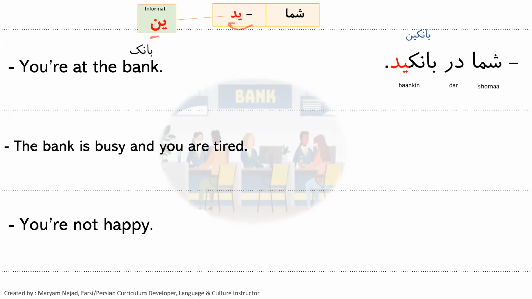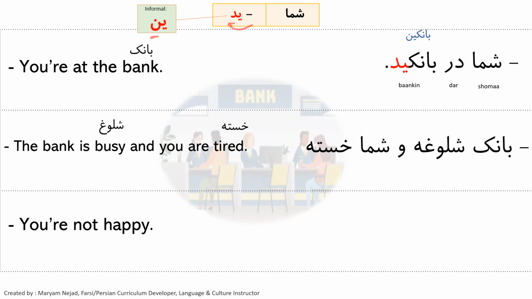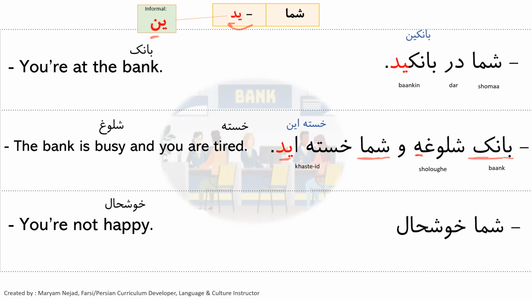Next, the bank is busy and you are tired. So busy is شلوغ and tired خسته. بانک شلوغه و شما خسته اید. Or خسته این. And remember شلوغه, this is the conjugation for third person singular for the subject bank, and then this is the conjugation for شما. Next, you're not happy, and happy is خوشحال. شما خوشحال نیستید or نیستین.